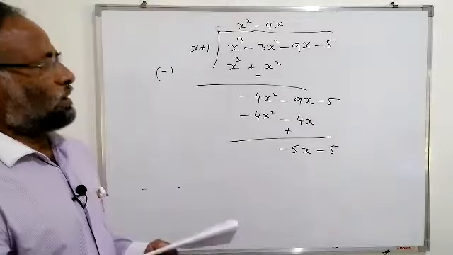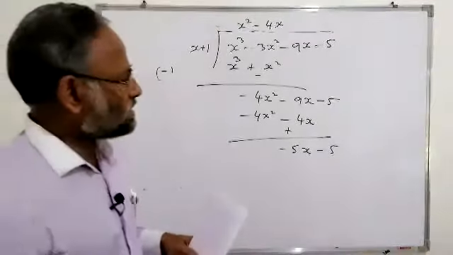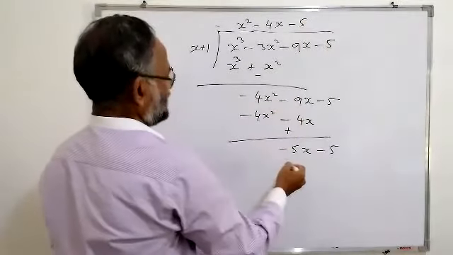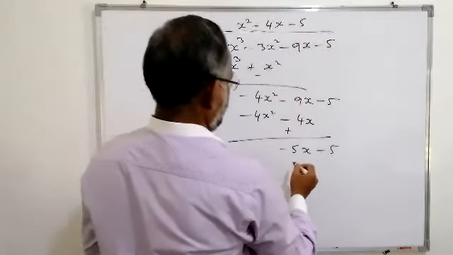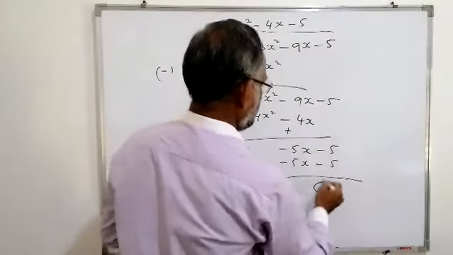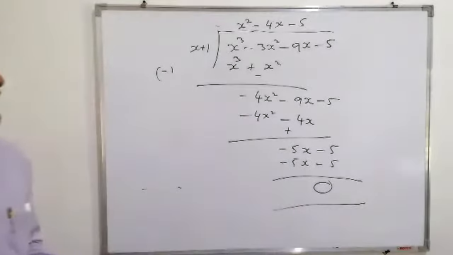x squared minus 4x? Plus or minus? 5. Okay, x squared minus 4x minus 5. Very good. Minus 5x divided by x is minus 5. Okay, good. Minus 5x minus 5, the remainder is 0. So what we are getting is x squared minus 4x minus 5.